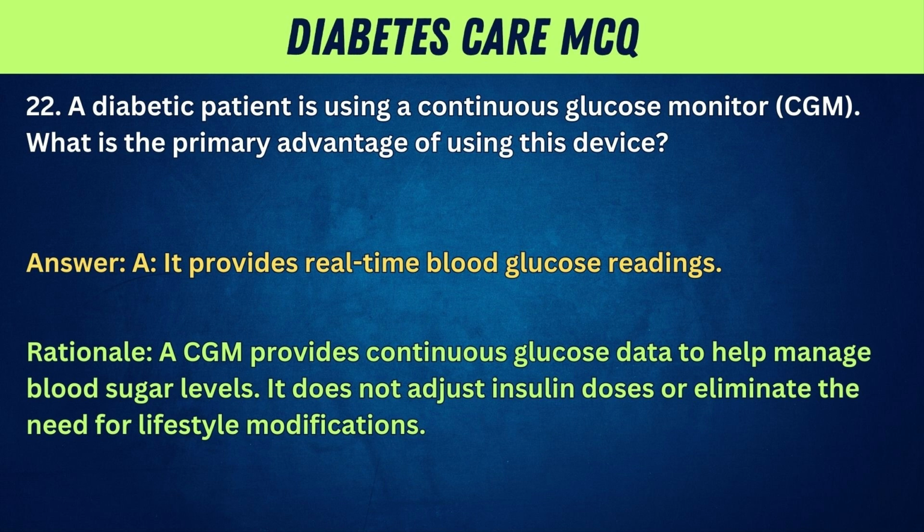Rationale: a CGM provides continuous glucose data to help manage blood sugar levels. It does not adjust insulin doses or eliminate the need for lifestyle modifications.